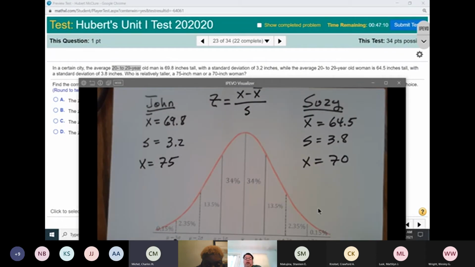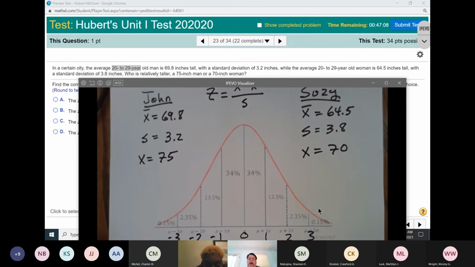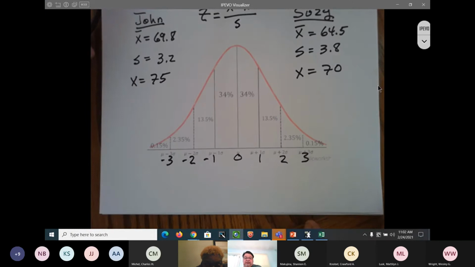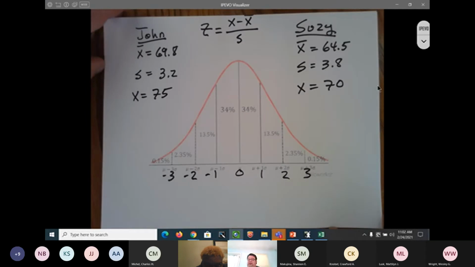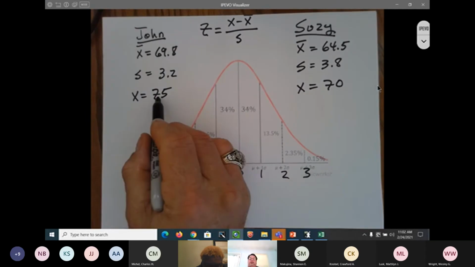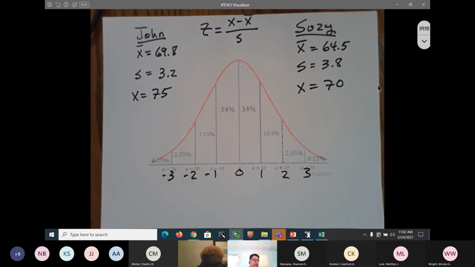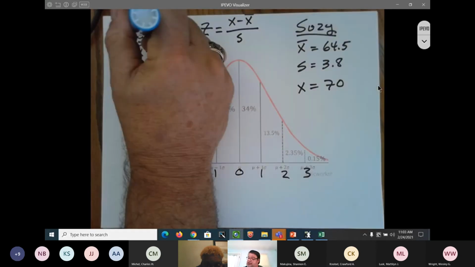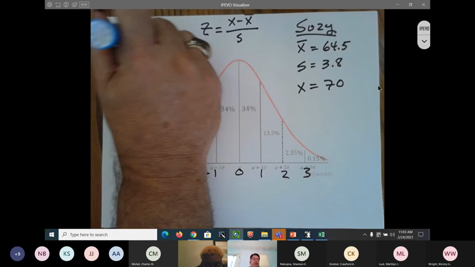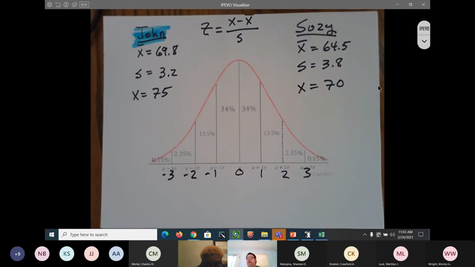Now, isn't it a whole lot easier to think about when you put names instead of classes? John is 75 inches tall and Susie is 70 inches tall. Which one is relatively taller? So do it. I need somebody to give me the z-score for John to 2 decimal places and the z-score for Susie at 2 decimal places. Whenever you get it, and I'll need somebody to confirm it. So I'm going to need like 4 people to interact with me.